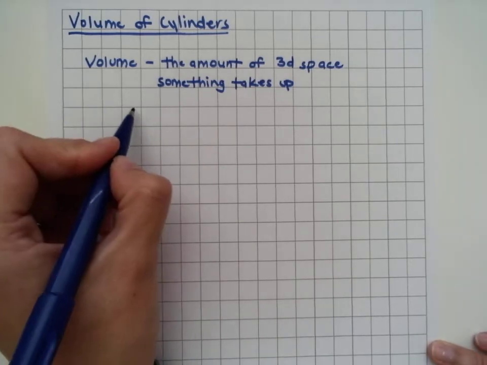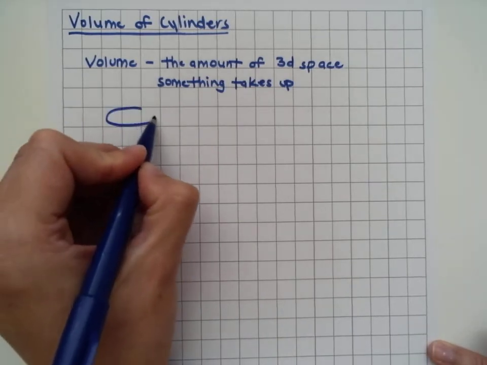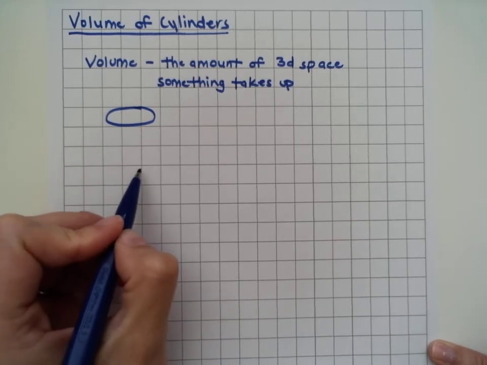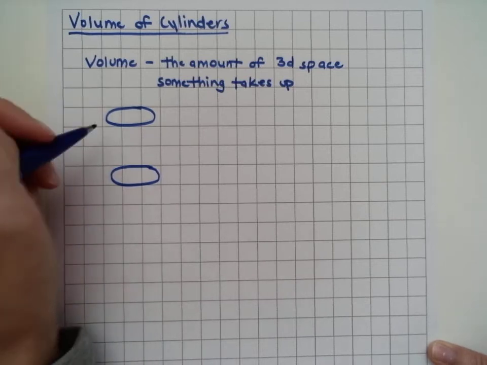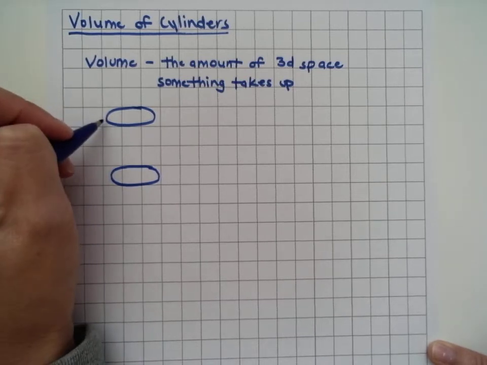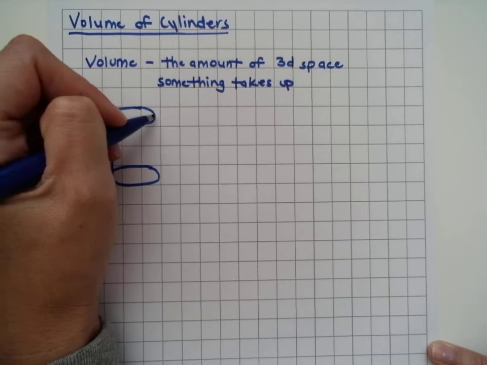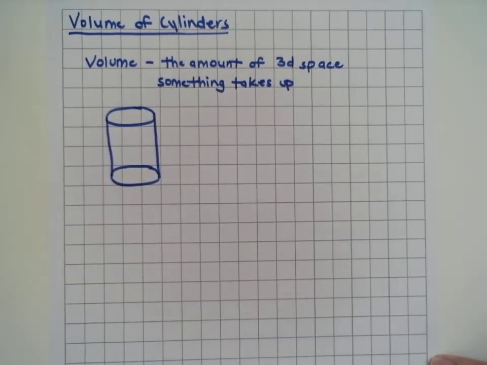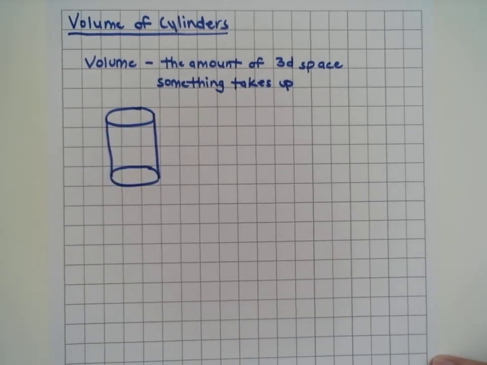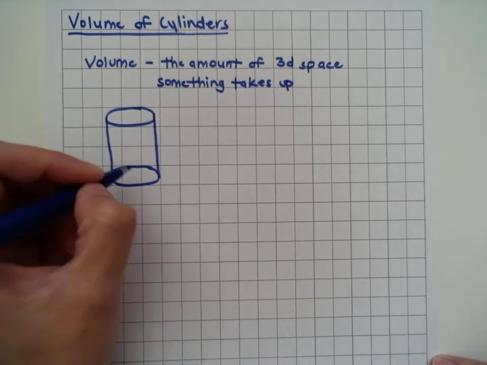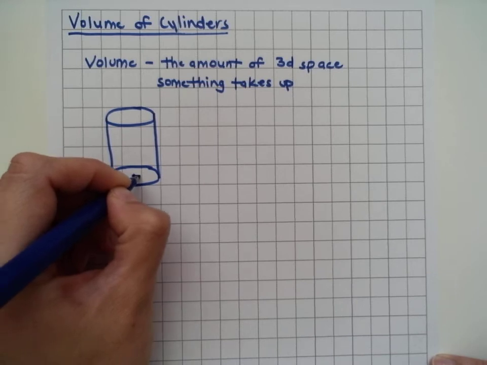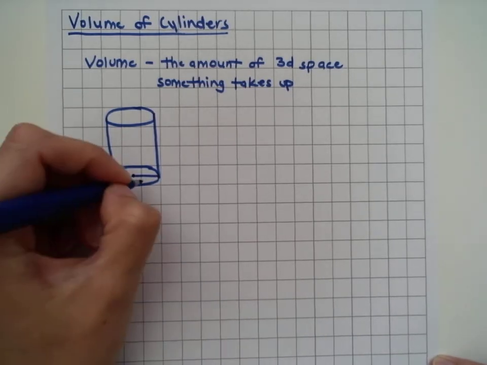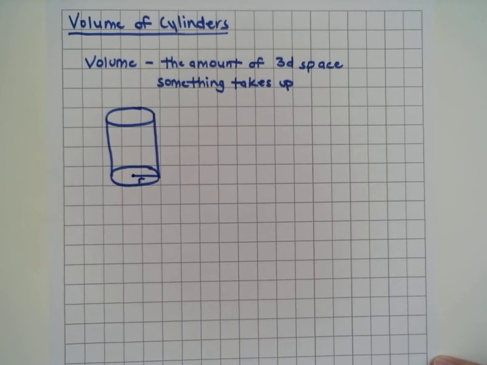Okay, and so a cylinder is like a can that you have in your pantry. So you can draw two circles, one at the top and one at the bottom, and then just connect those circles, and there's a cylinder. And remember that in a circle, the radius is the distance from the center to the outside. And so that's our radius that we're going to need to know for the volume.